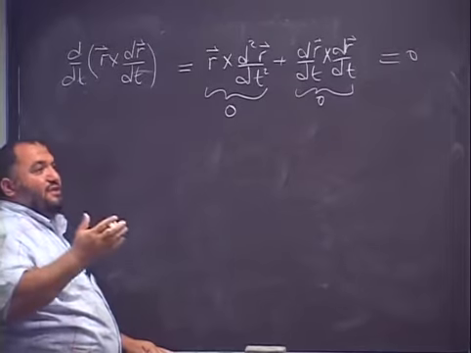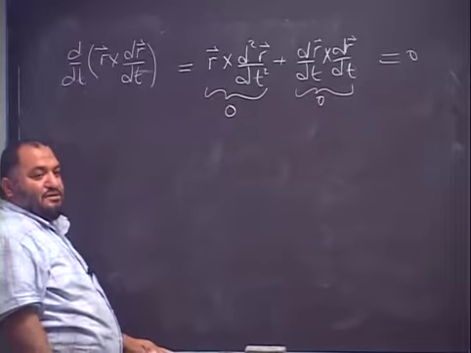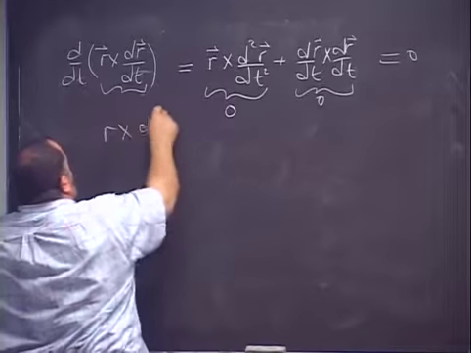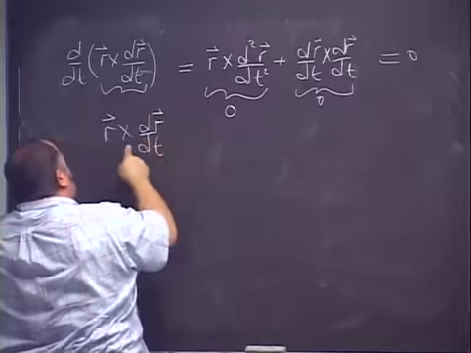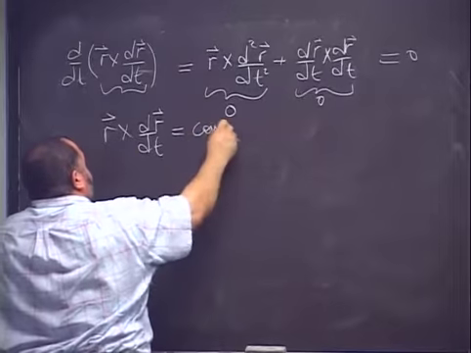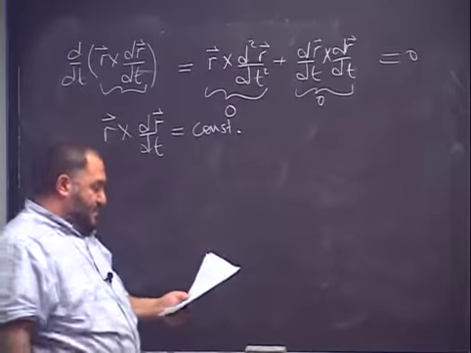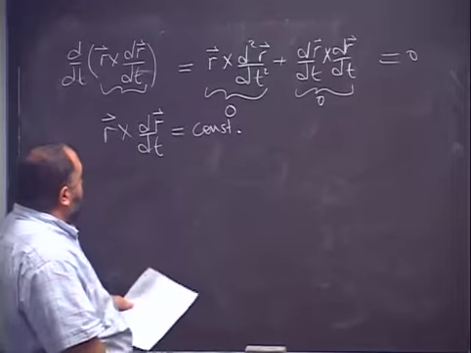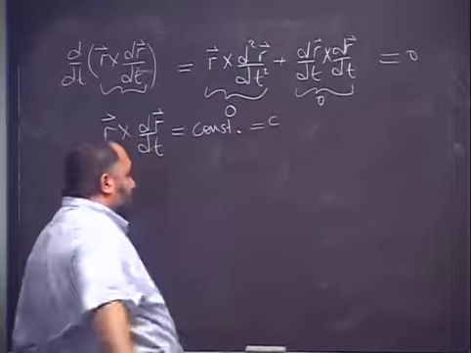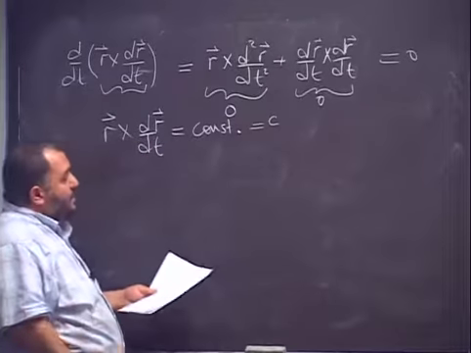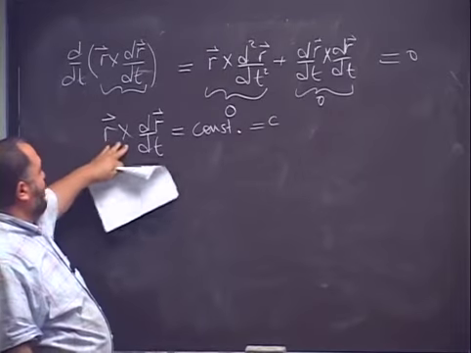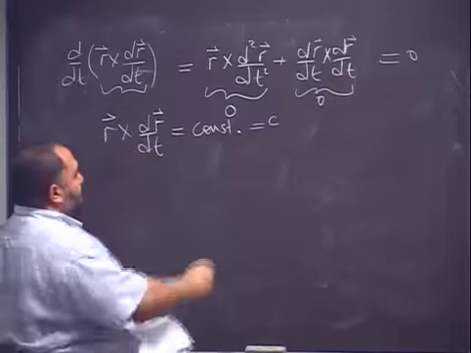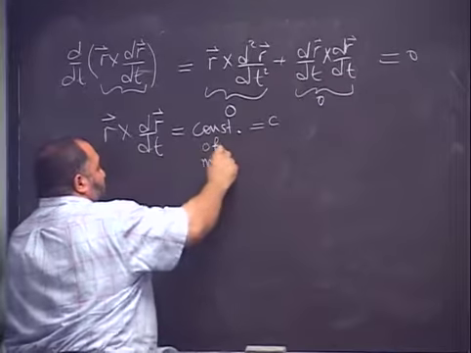When you differentiate something and it gives you 0, what does it mean? It's a constant. So this term is just constant. So r cross dr by dt is just a constant. So what does it mean? And I call it C. It means that r crossed with dr by dt, and this is motion. So this is a constant of what? Constant of this motion.